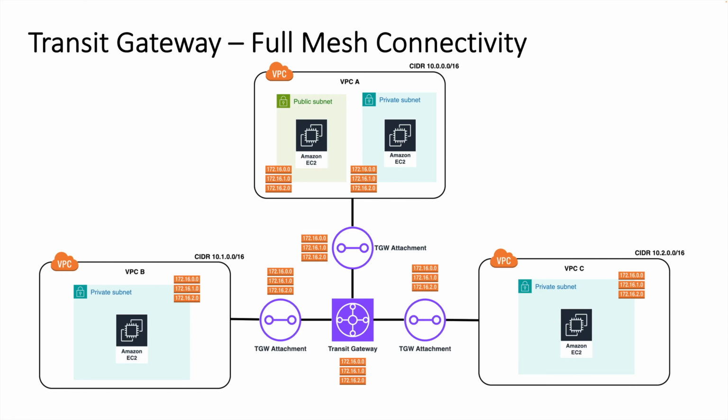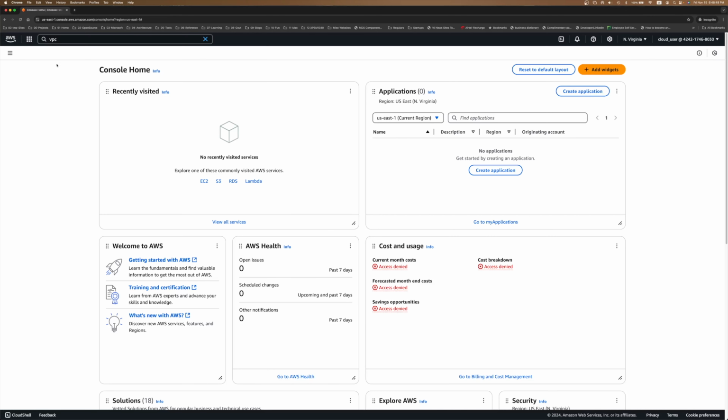Let's see how we're going to implement it. We're going to first create three VPCs, then we're going to create the transit gateway, and then three attachments will be added. Following that, the route propagation will be inside the default route table with the transit gateway, and then we're going to update the private subnet route tables in all three VPCs to enable the ping from all three VPCs to each other. Okay guys, I have logged into the AWS console.